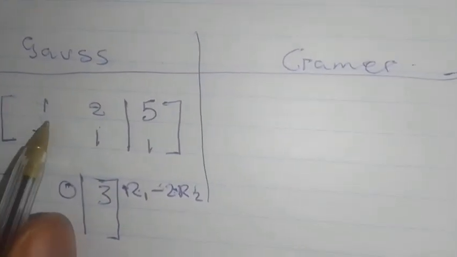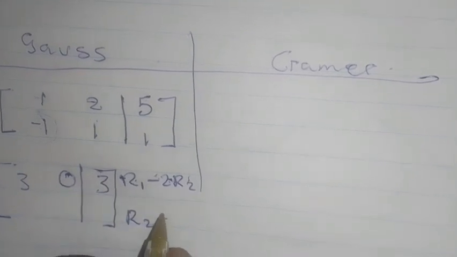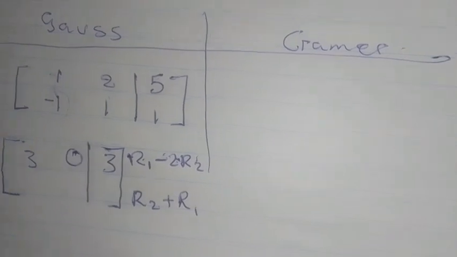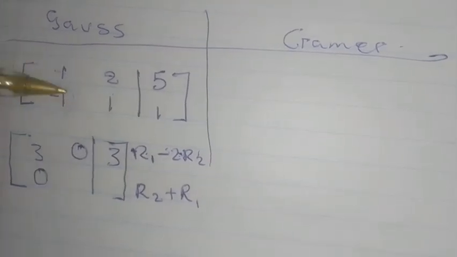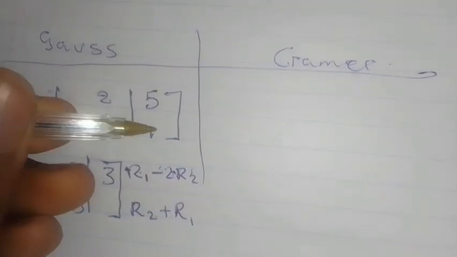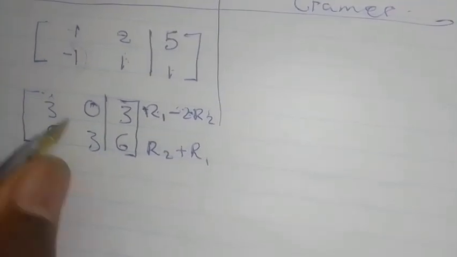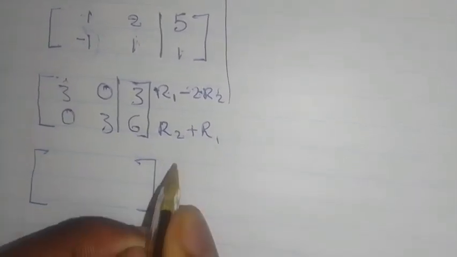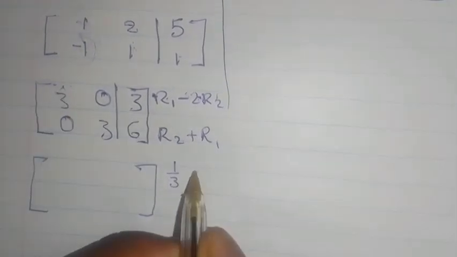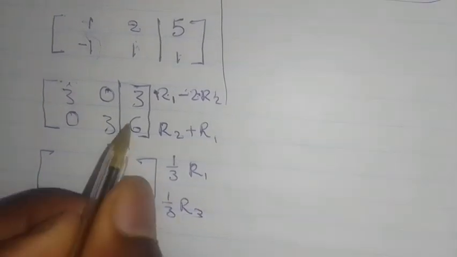And now what we want is to make this one to be 0. So we can replace row 2 with row 2 plus row 1. That way we can get 0 here. So we have minus 1 plus 1, that will give us 0. And then we have 1 plus 2, that's going to give us 3, and then we have 1 plus 5, that's going to give us 6. Now what we want is to obtain ones diagonally, so we can divide row 1 by 3 to get that to be equal to 1, and we can also divide row 2 by 3 to get that to be equal to 1.